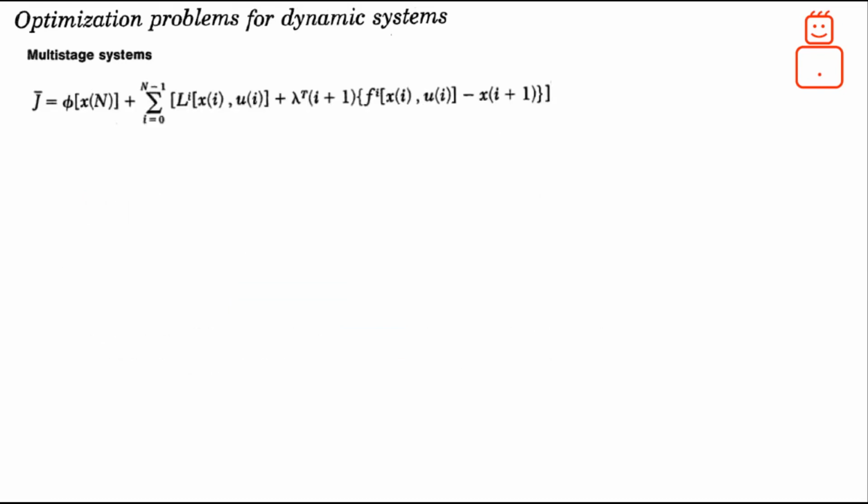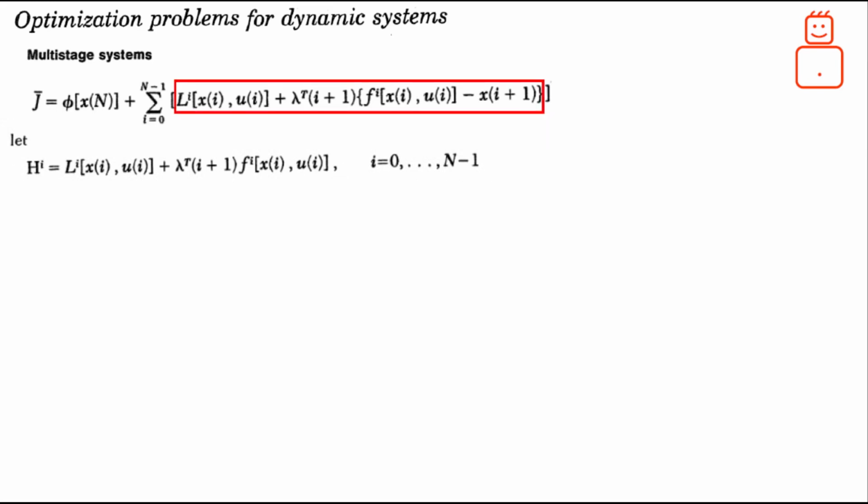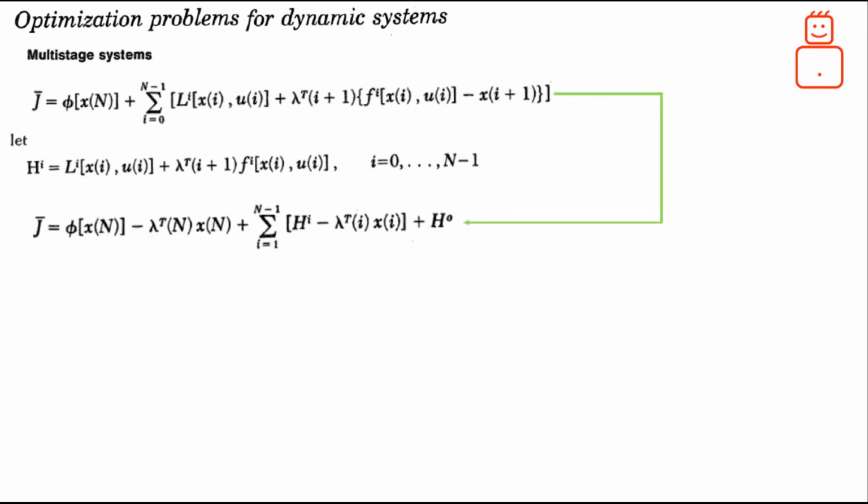For convenience, let us define a scalar sequence H of i as shown, in which i is taking values from 0 to the end of the horizon n. And if we change the indices of summation on the last term, we will end up with following expression for the function J bar. Please pause the video and spend few seconds here to observe what just happened. It is quite simple to follow.